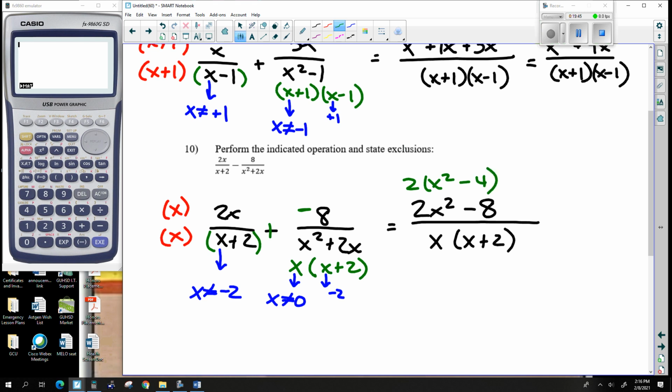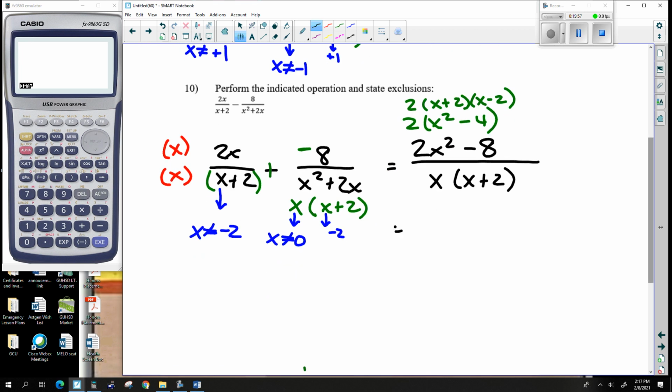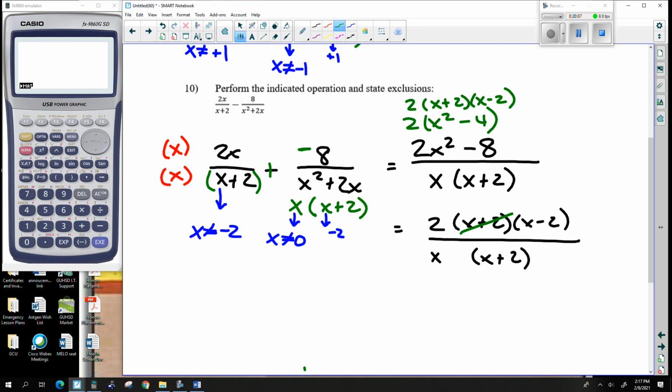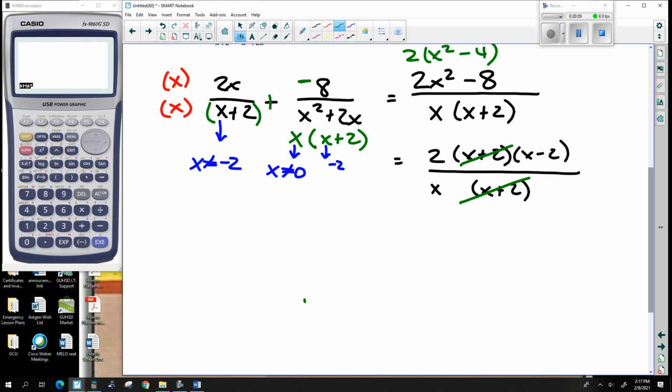But now I notice that I have an x squared minus 4, so that would be a plus 2, minus 2. Okay, so right now I have a 2, x plus 2, x minus 2, all over x plus 2. So the logical simplification would be to cancel the plus 2. And this would end up to be 2 times x minus 2 over x.